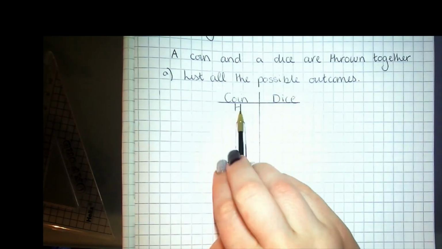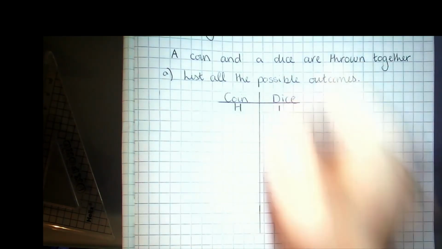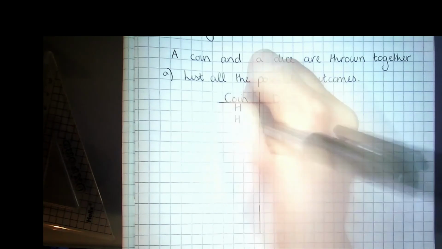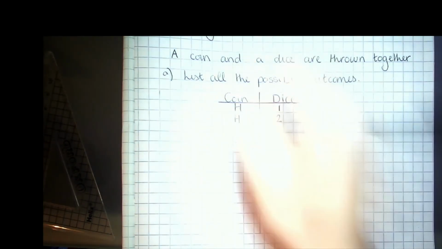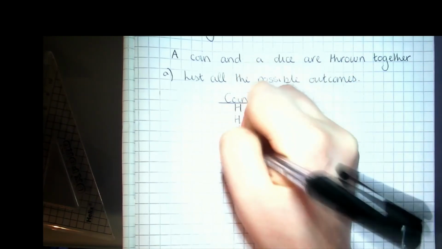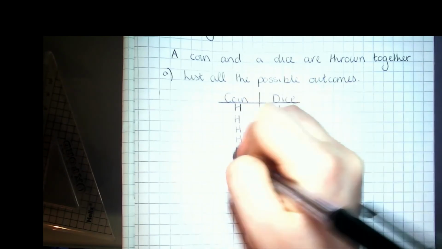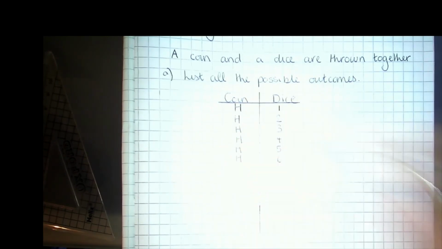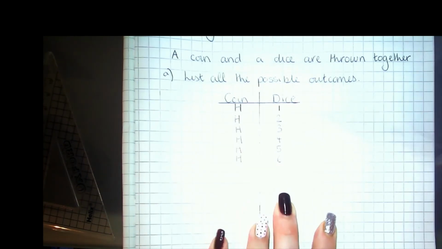Now if I've got a heads, I could have got a 1 with my dice. Similarly, I could have got a heads with my coin, but a 2 with my dice. And so on. I could have got a 3 with the heads, or a 4, and so on. And that is all the possible outcomes I could have got with the heads.